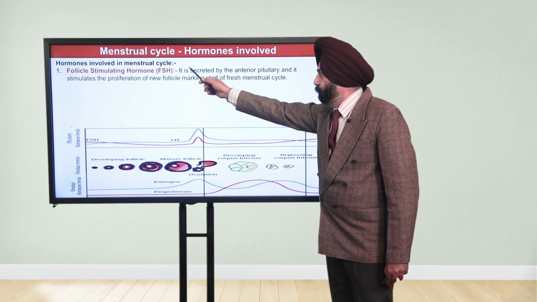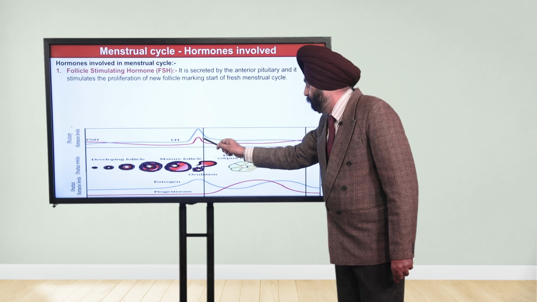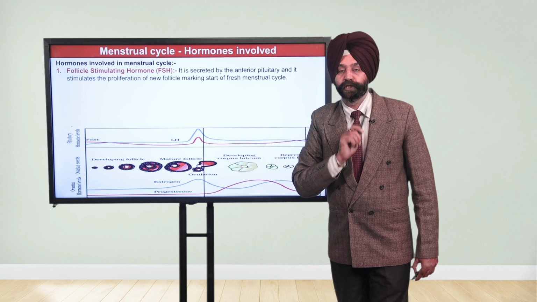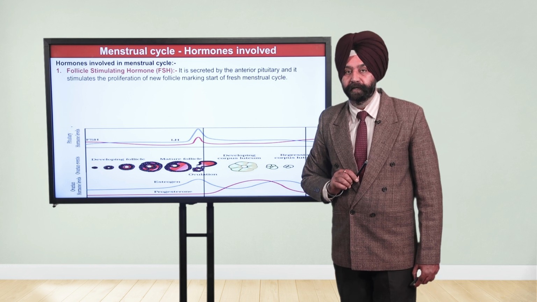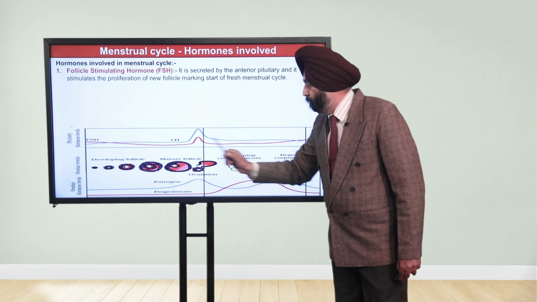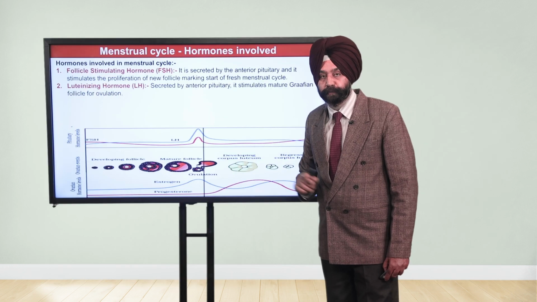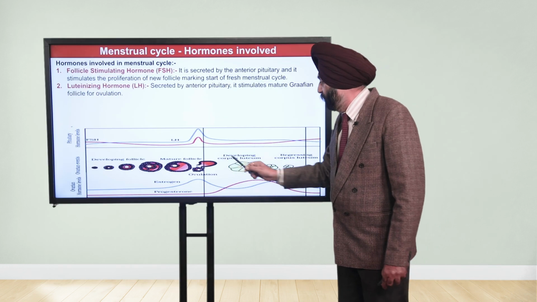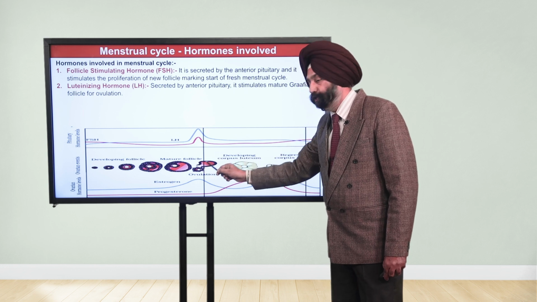The first hormone that you can see is FSH. It is marked as red here. FSH is follicle stimulating hormone. It is secreted by the anterior pituitary and it stimulates proliferation of the new follicle. The next hormone is luteinizing hormone. It is secreted again from the anterior pituitary. It stimulates the mature follicle, resulting into ovulation.